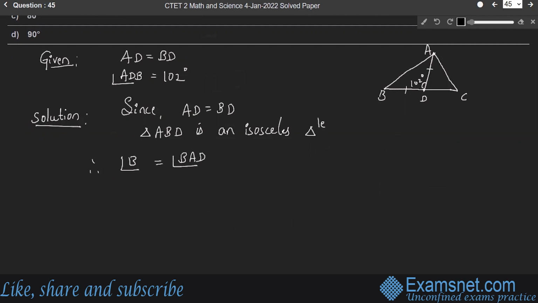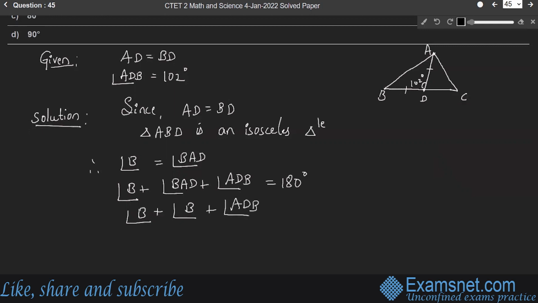Right? Since ABD is a triangle, angle B plus angle BAD plus angle ADB is equal to 180 degrees. But angle BAD is equal to angle B. So angle B plus angle B plus ADB is equal to 180 degrees.